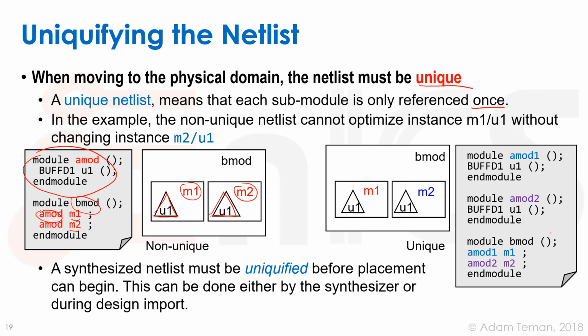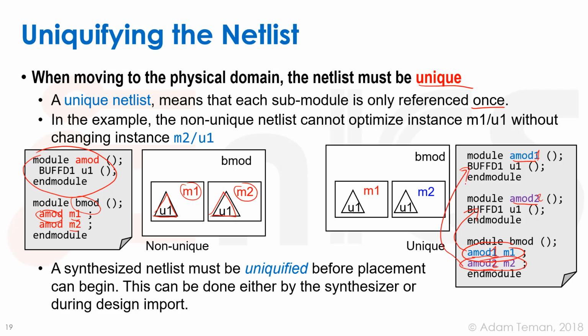So we have our same type of B module, but instead of referencing A module twice, we reference A module 1 and A module 2, and then we make a copy of A module, one that's called A module 1 and one that's called A module 2. We just copy it twice. So each of these instantiations has a one-to-one mapping to a submodule.